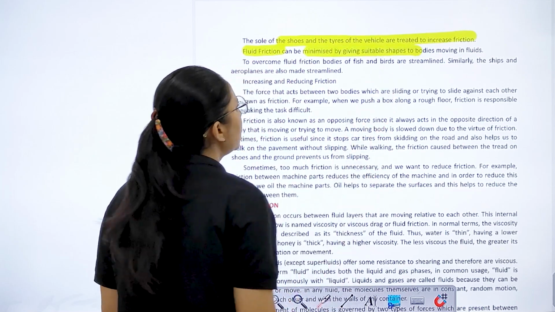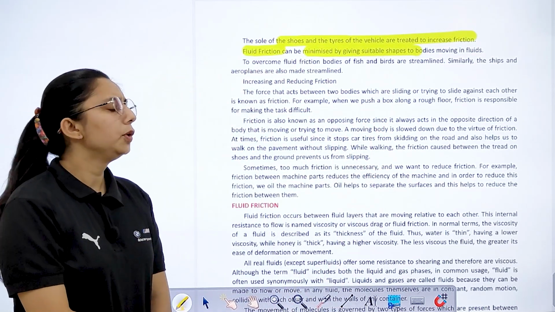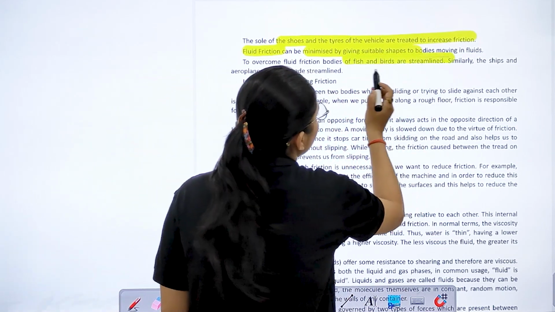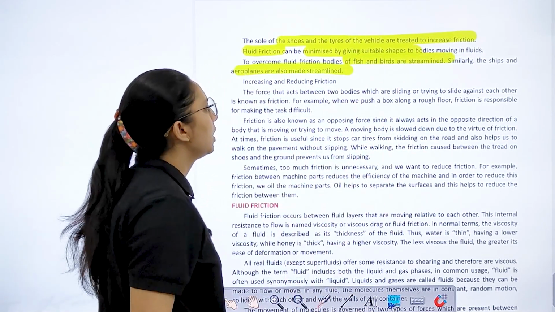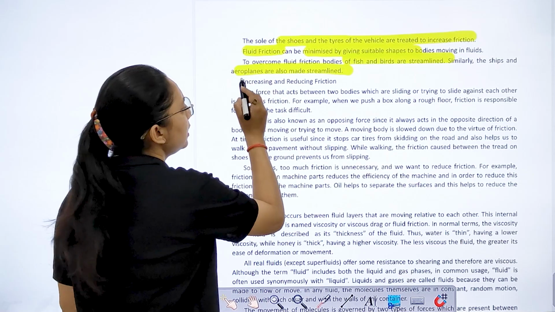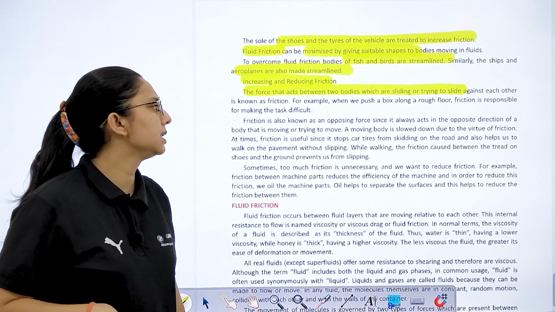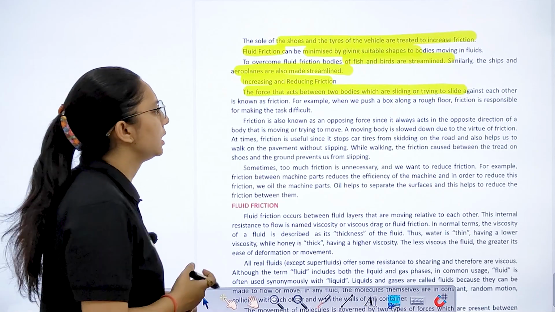Fluid friction is minimized by a streamlined shape of the body. To overcome fluid friction, you have to overcome it. Fish and birds have streamlined bodies, and aeroplanes are also made streamlined. Increasing and reducing friction: the force that acts between two bodies which are sliding or trying to slide against each other, we call it friction.